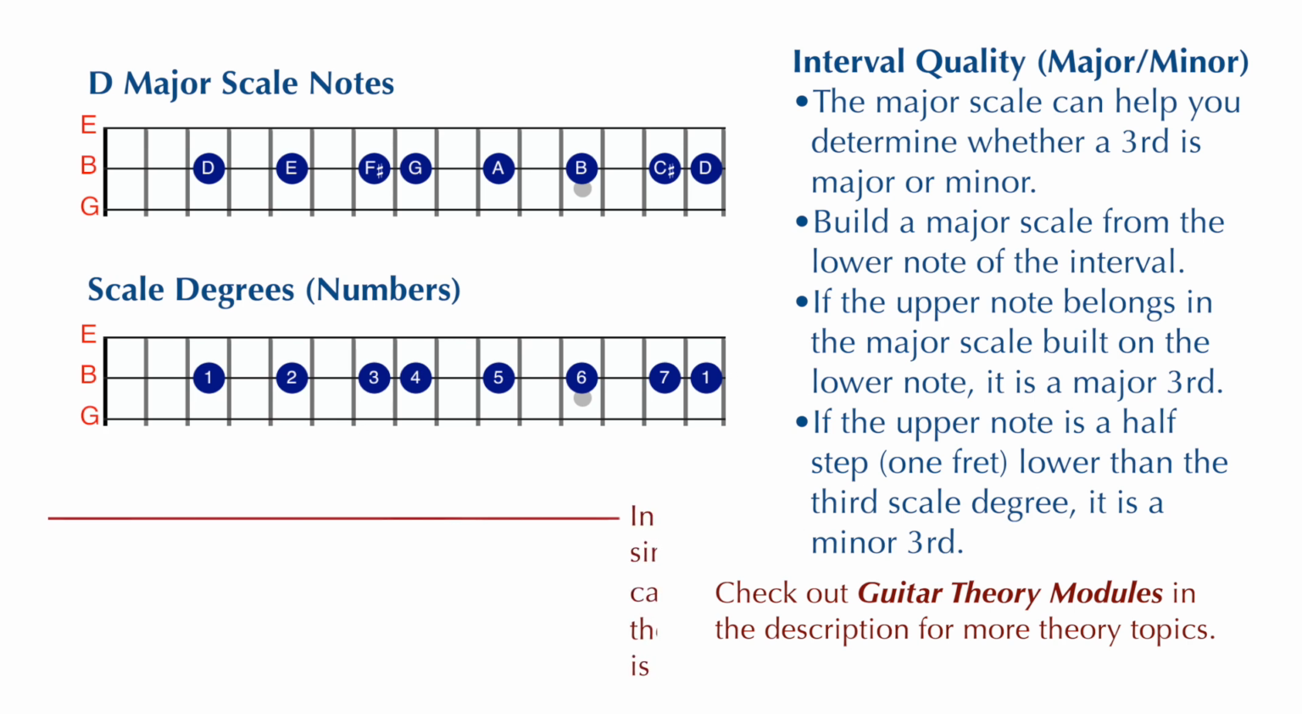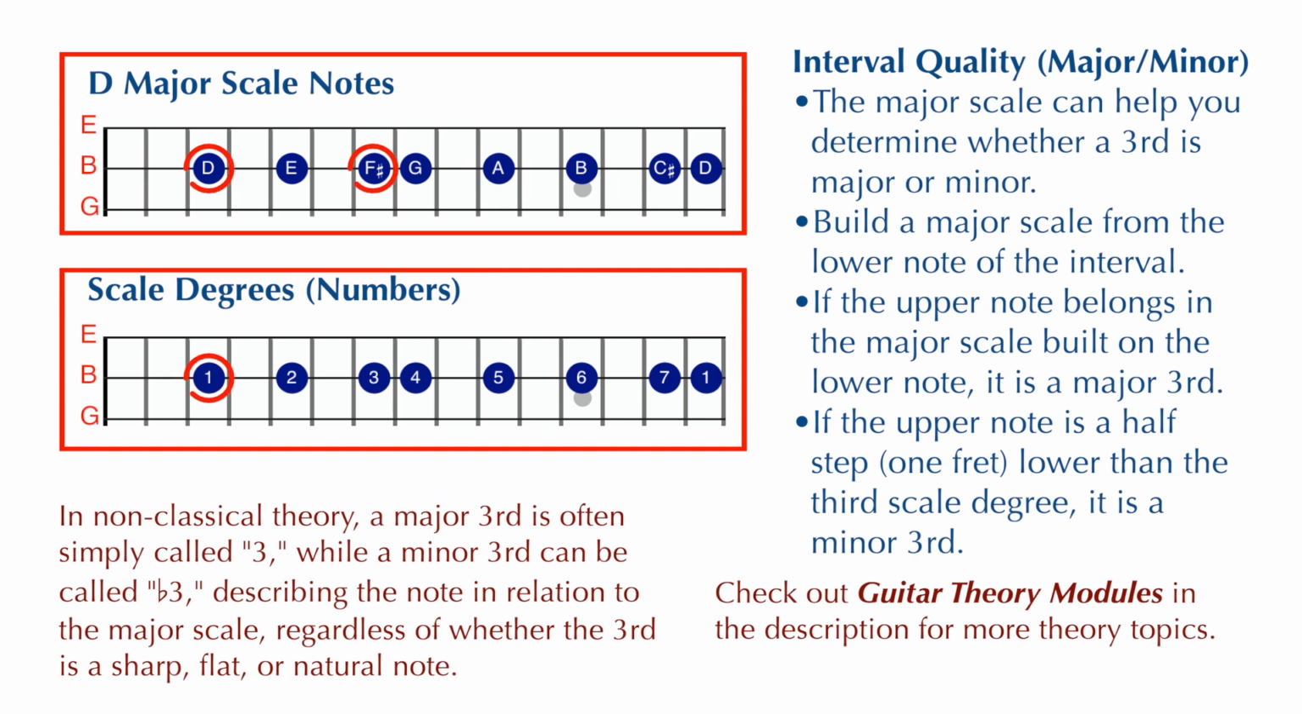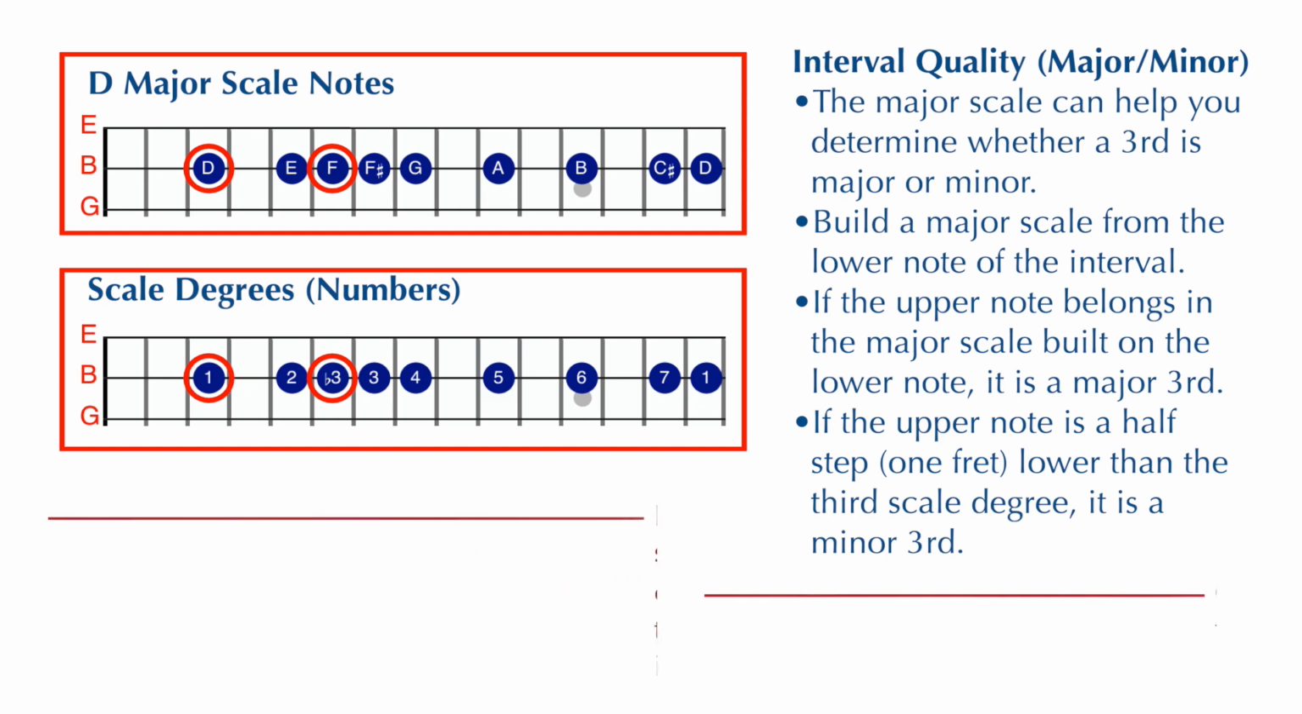And a note about terminology. In non-classical music, the major third is often referred to as just 3, while a minor third is often called flat 3. And this has nothing to do with whether that third is a flat, sharp, or natural note. It just describes that note in relation to the major scale. For example, D and F sharp are a major third apart. A non-classical musician might refer to this F sharp as the 3. Lower that F sharp to F natural, and you have a minor third higher than D, which a non-classical musician may call flat 3. That being said, I'm going to use the terms major and minor third in this lesson.